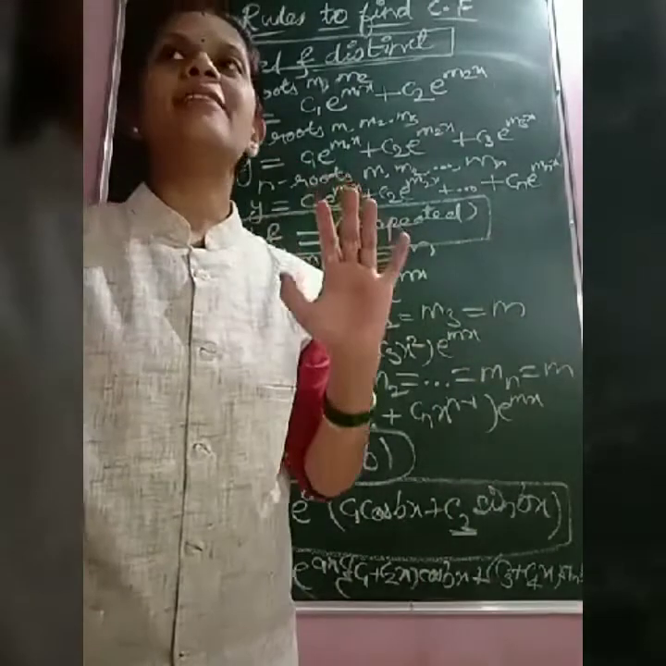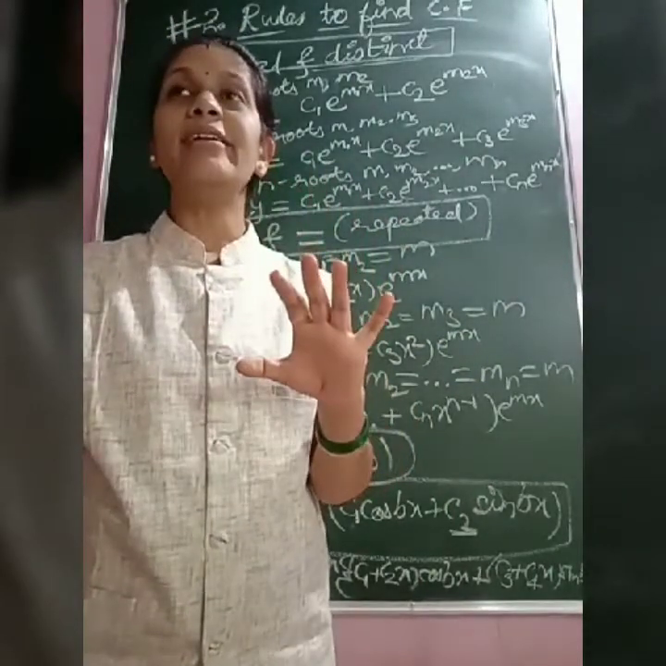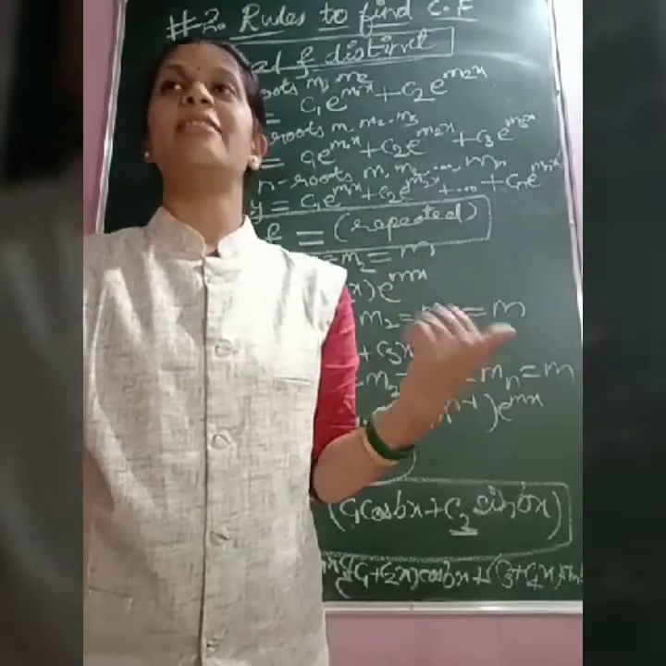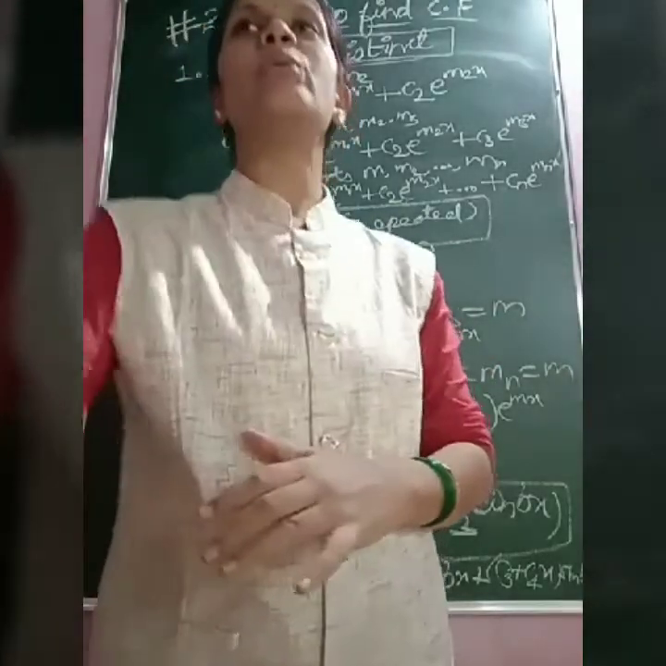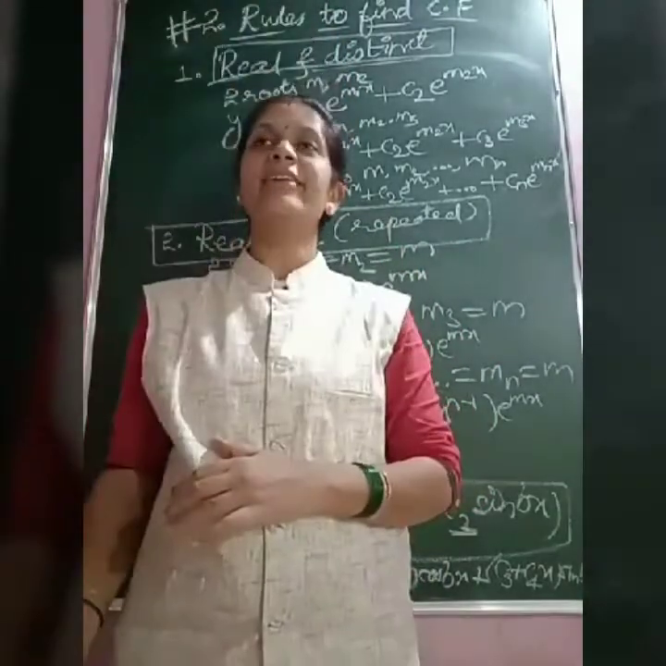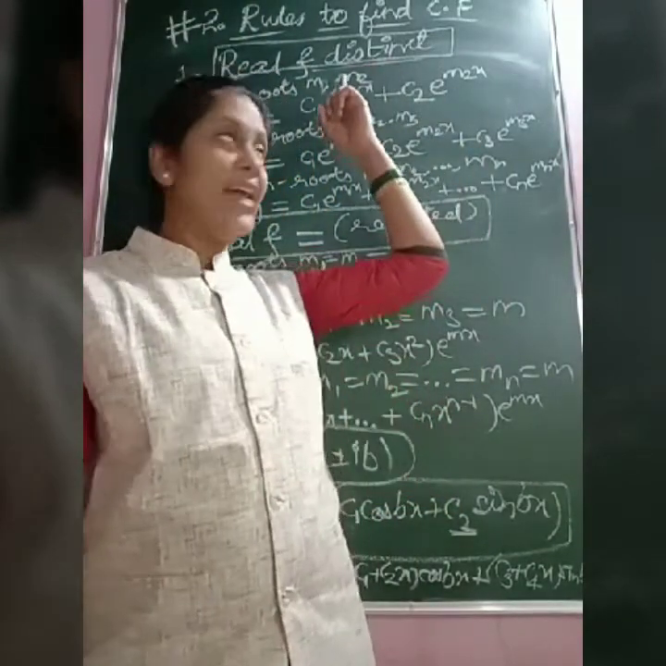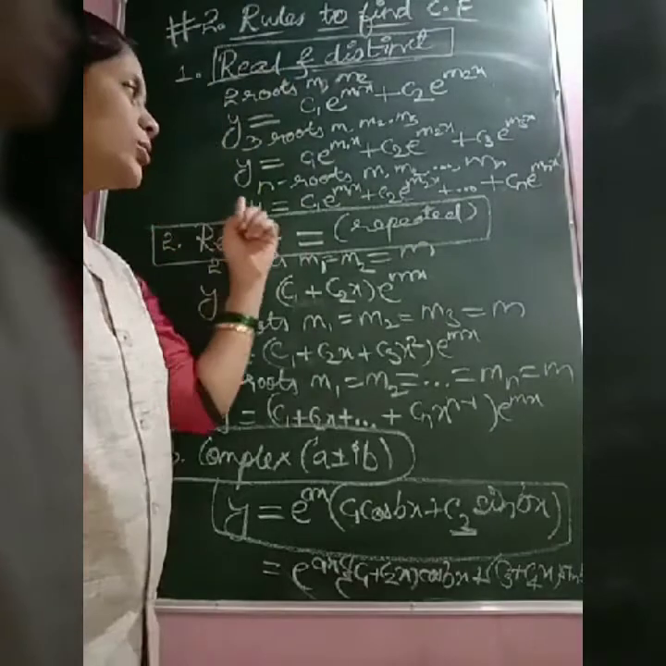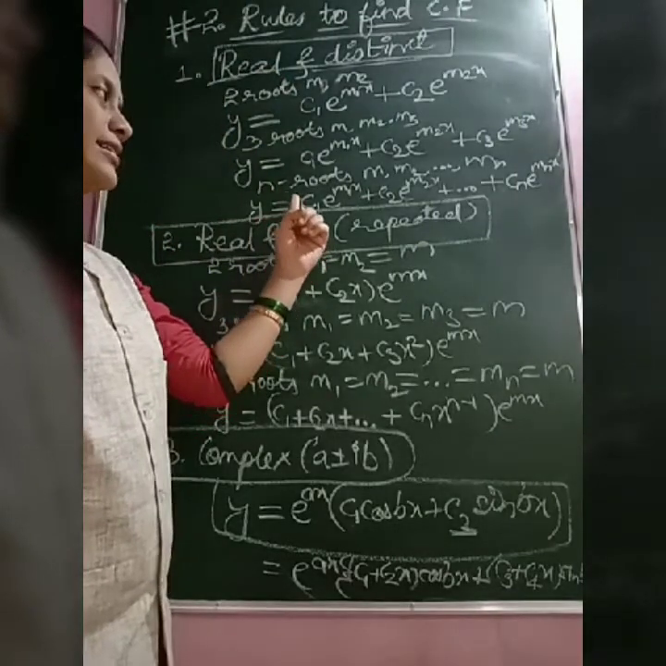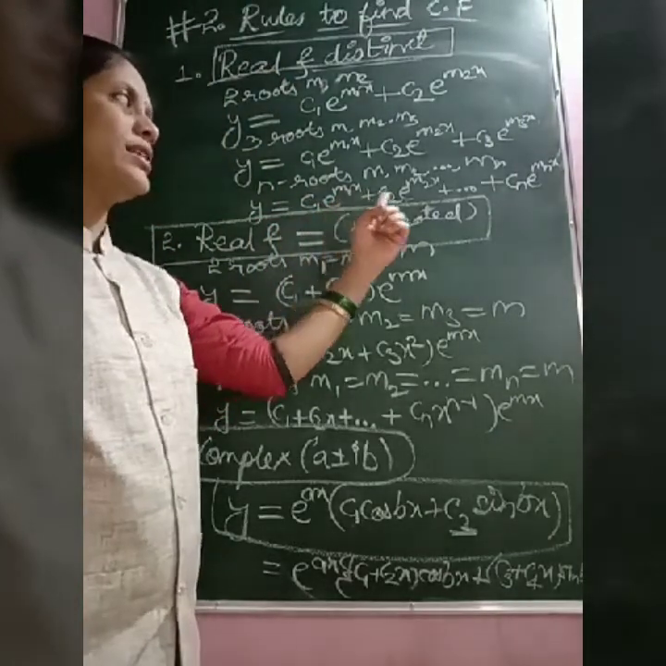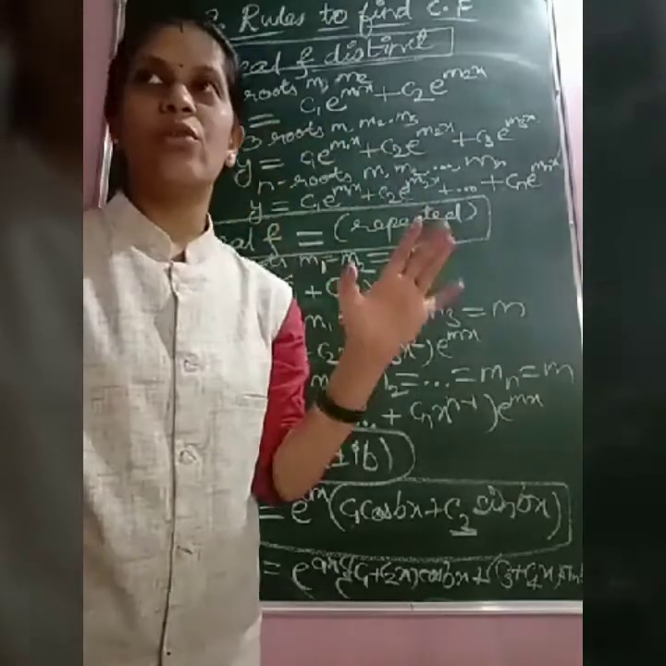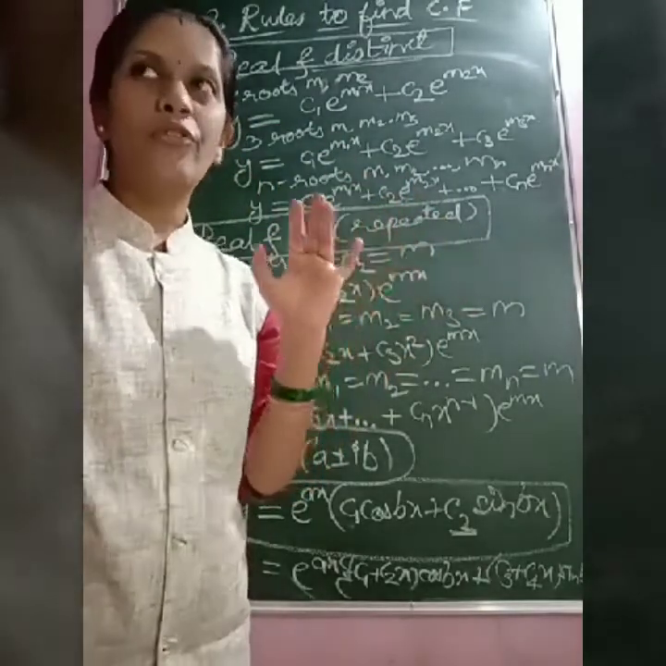So these are the rules to find complementary function. Based on the nature of the roots, we are going to write our CF. So how can the nature be? When it is real and distinct, then we write in this form, that is c1 e raised to m1x plus c2 e raised to m2x and so on, based on the number of roots.